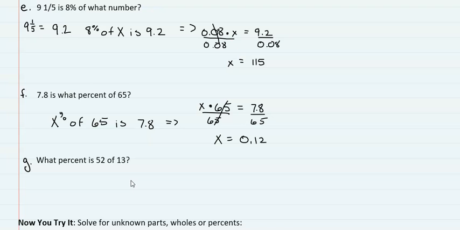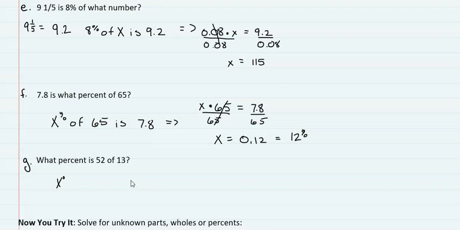Now remember, we need a percent, so we're going to change that by moving the decimal place over 2 places to the right, and that becomes 12%. So 7.8 is 12% of 65. That makes sense, so make sure it does. All right, what percent is 52 of 13?